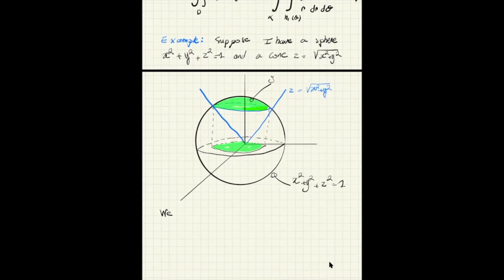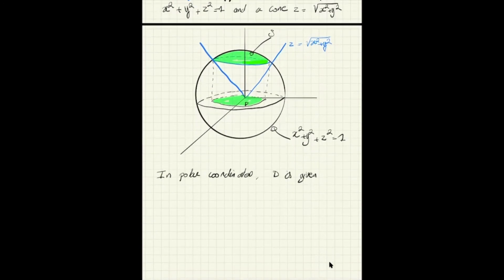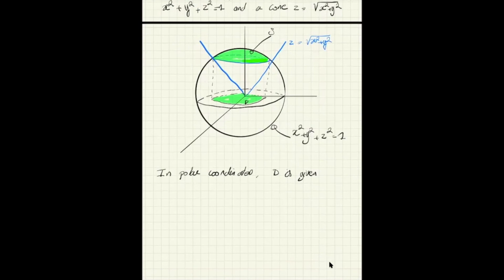But when you project, the region D here will be best described using polar coordinates. In polar coordinates, D is given by, so the point is to make you observe that if you want to describe it with x and y, it's going to be a little bit hard.